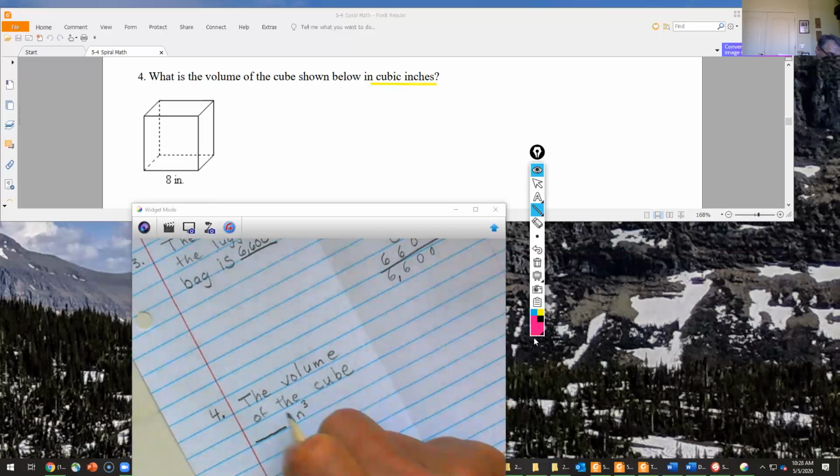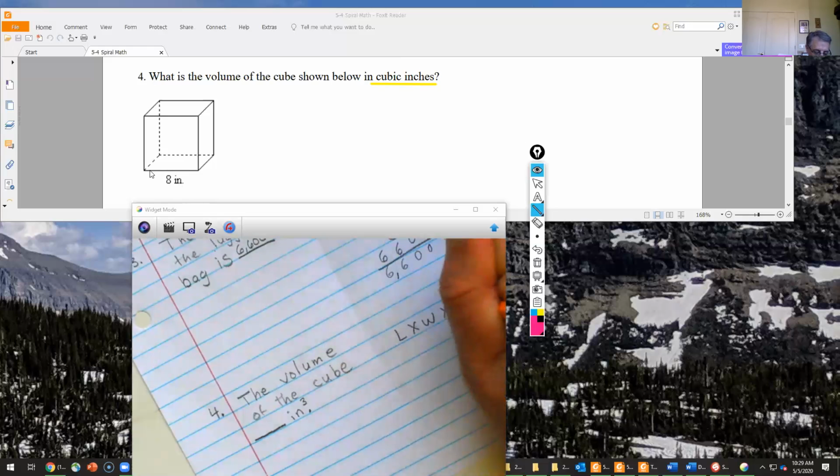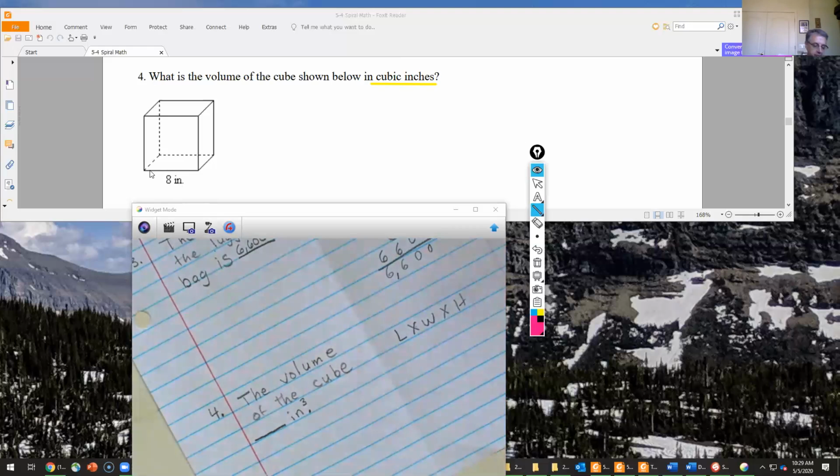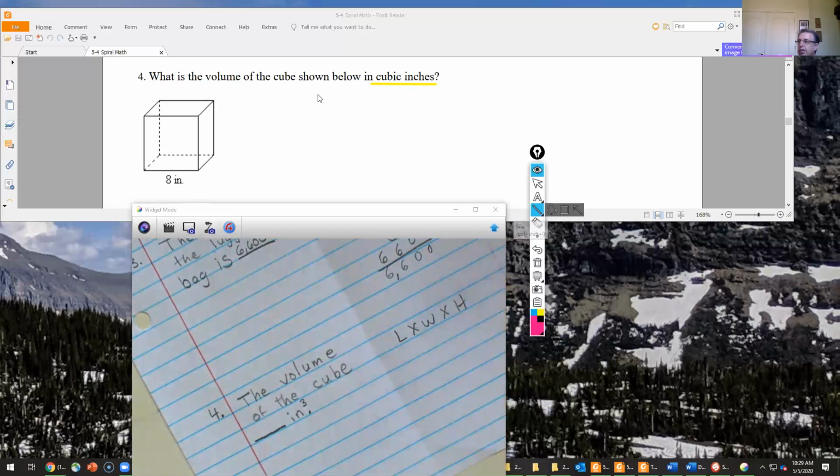Now, when I first looked at this, I was like, uh-oh, they've only got one measurement here. I need 3 measurements because I need to have length times width times height. But before I was ready to say, hey, I made another typo on this, I realized that it's not a typo. I only need the one measurement here because it's a cube. And cubes, all the sides, all the edges here are the same.